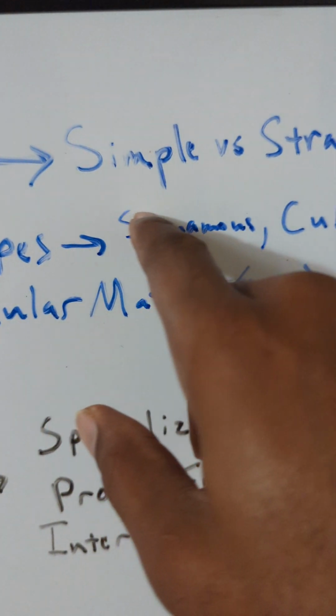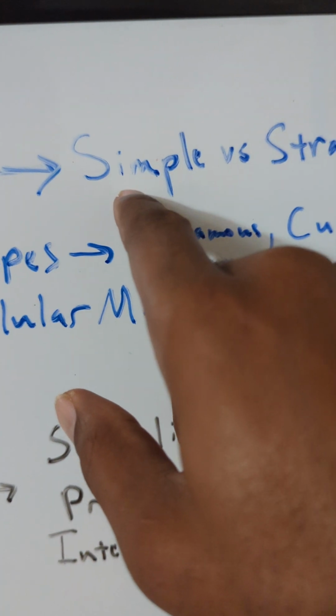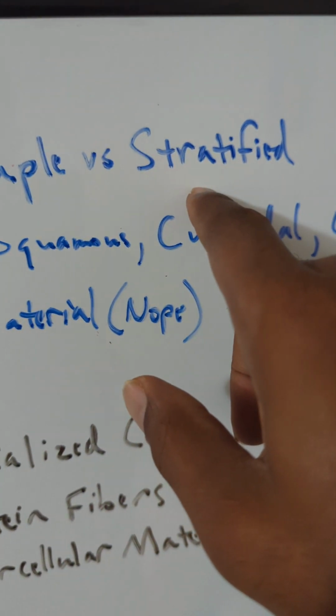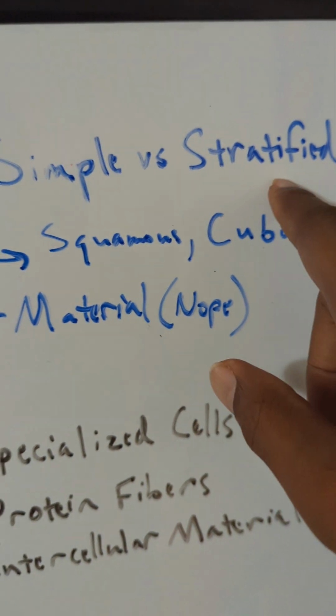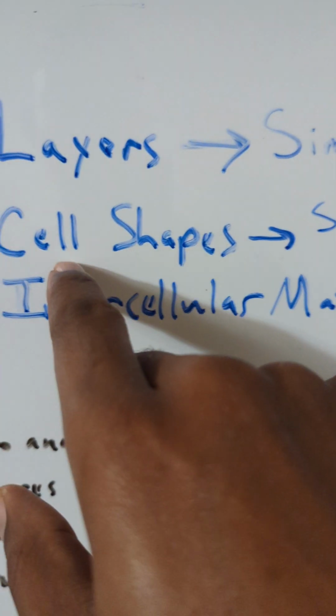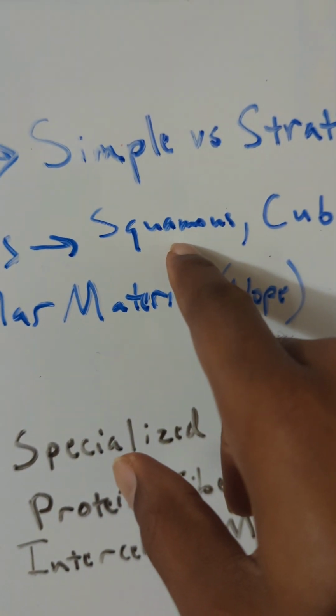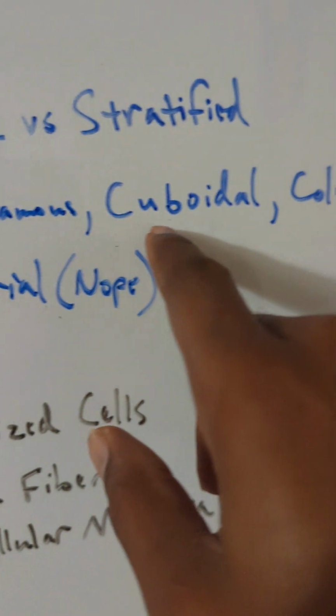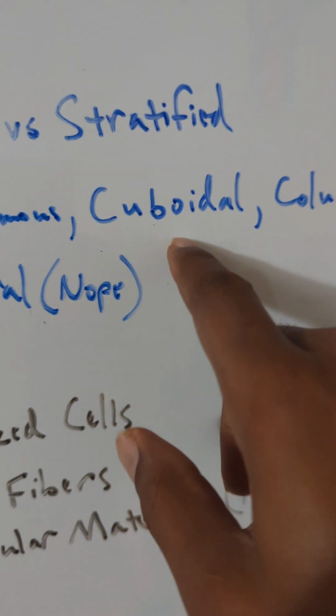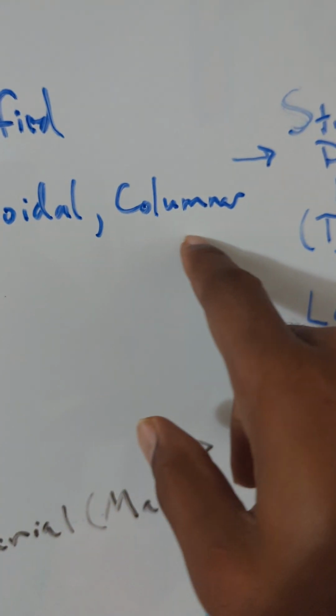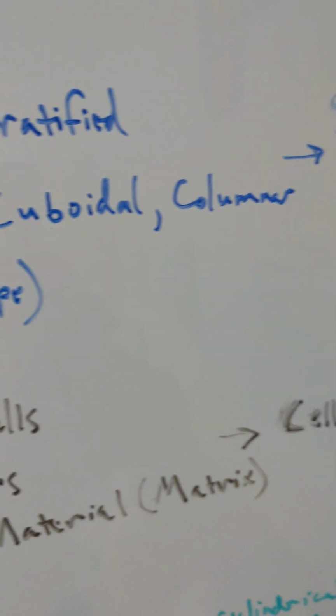If it's one layer of these cells, then it's considered simple. If it's two or more layers, it's considered stratified. And when you start talking about the cell shapes, they're either flat, which is squamous, they're either cube in shape, which is cuboidal, or they're tall and bulky, like columnar.